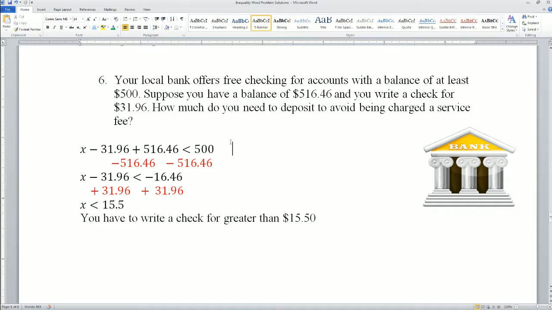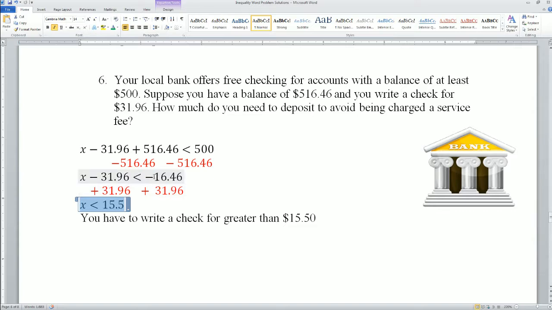So here I subtract, right? I subtract from $516.46. So right here, I really have $16.46 left. Add that much money, so you have to deposit at least $15.50.